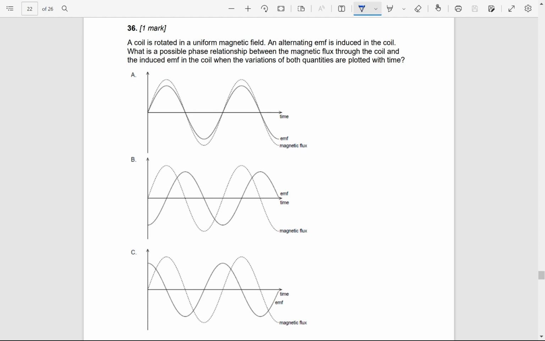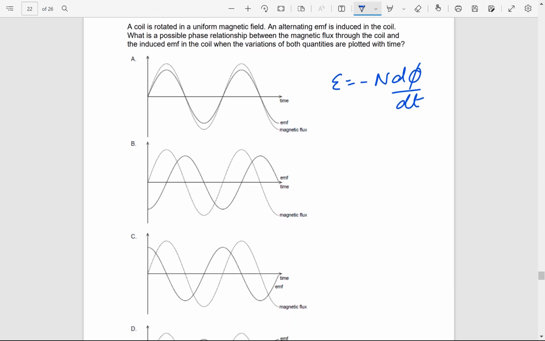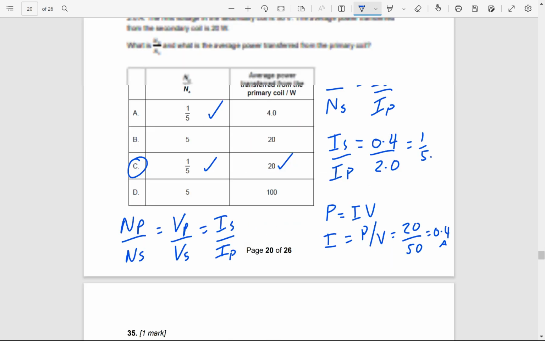Question 36 is another EMF flux question. This time they're asking for the phase relationship between flux and EMF. So EMF is negative d phi by dt, where phi is flux. So it's one of those ones where we're going from sine kind of to cos to minus sine type thing, except we've got a negative here.